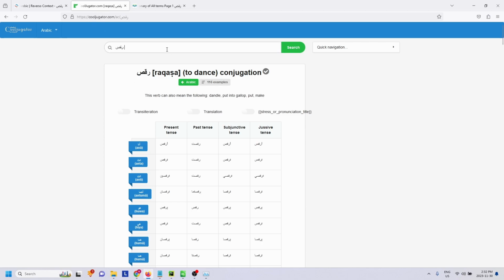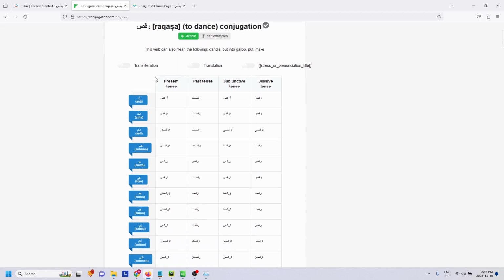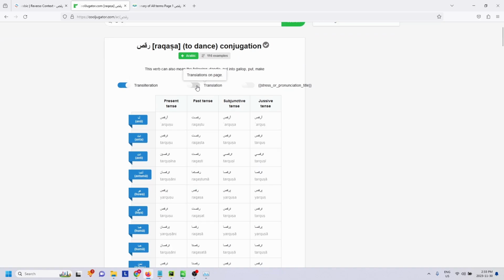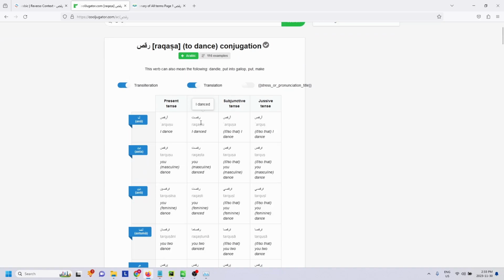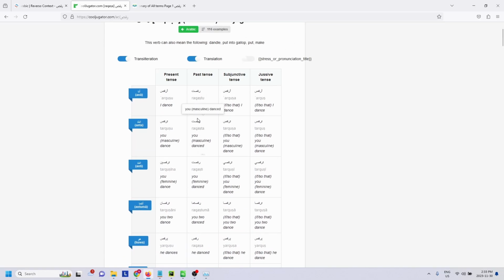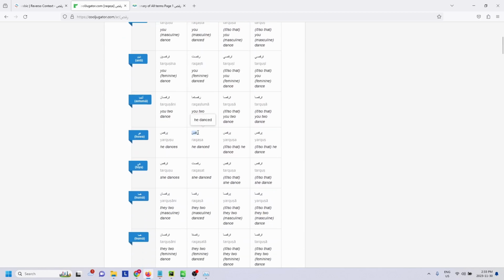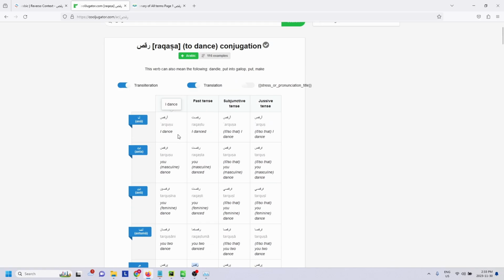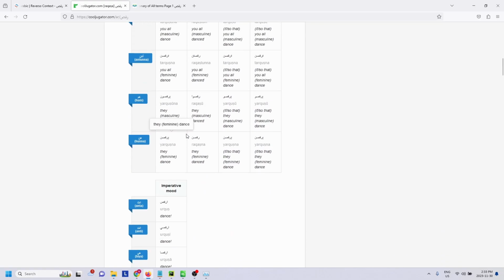You type in the verb, you search the verb up, and you get it. Here I have it already searched. To dance. Normally, the infinitive doesn't really exist in Arabic in the same way it does in English, but normally we have the third person singular masculine of the past tense. So he danced would be what people would consider the root, so to speak, of the verb, and you can see here the conjugation for all the verb tenses for all the different people.